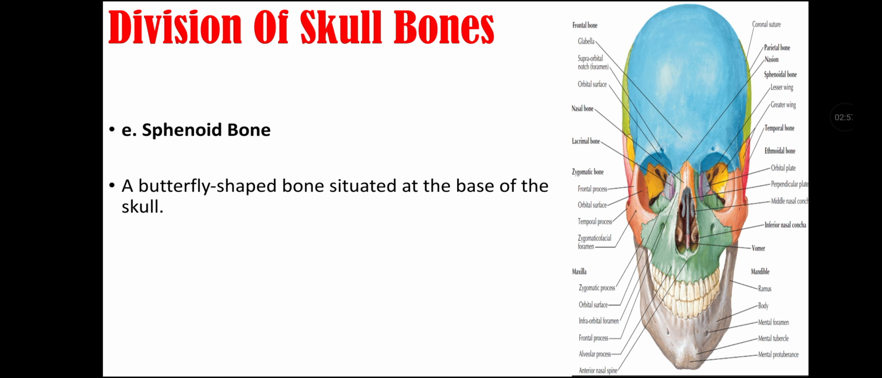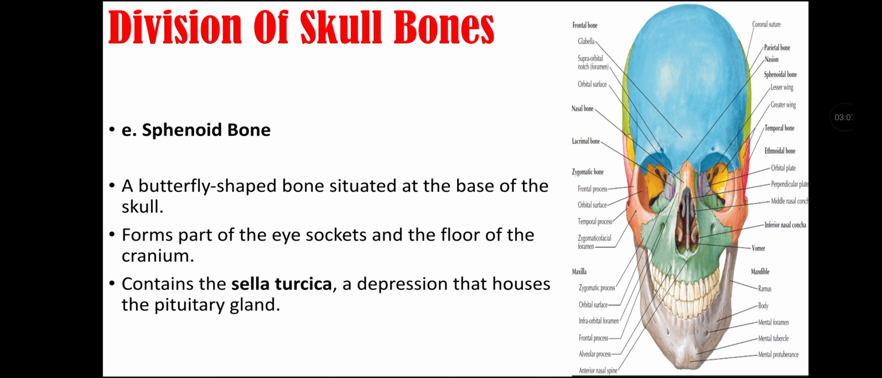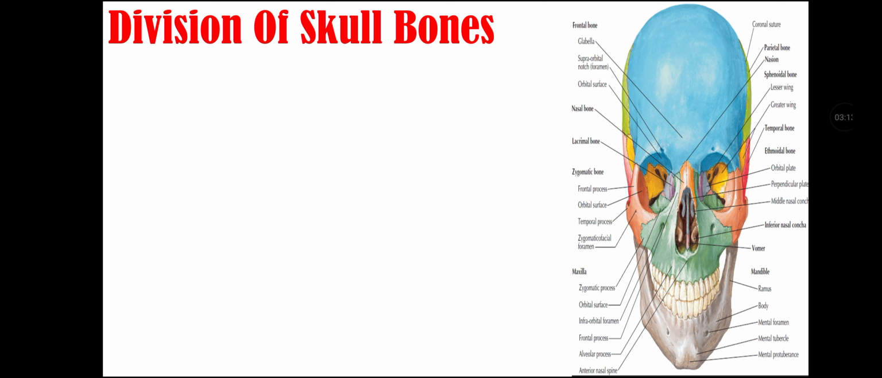Next skull bone is the sphenoid bone. It is a butterfly-shaped bone that is situated at the base of the skull. It forms part of the eye socket and floor of the cranium. It contains the sella turcica, that is a depression that houses the pituitary gland.